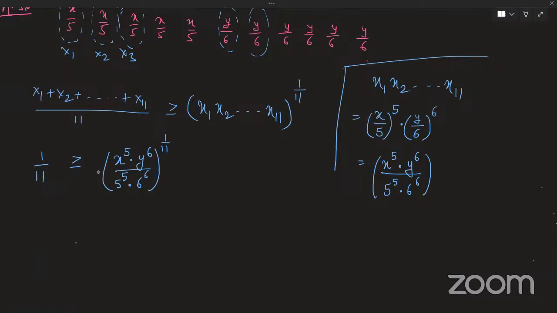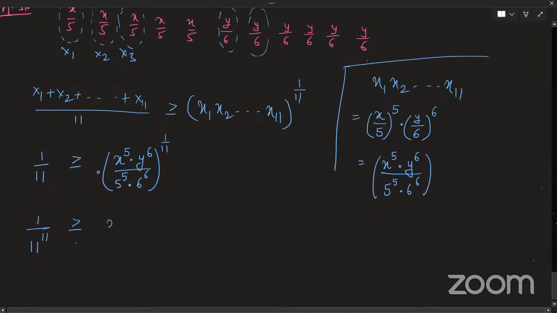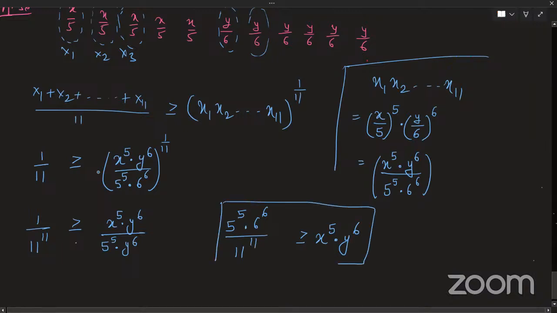So now can you help me? Basically it is raised to power 1 by 11, so I will be sending it to that side. So 1 by 11 raised to 11 is greater than or equal to x raised to 5 into y raised to 6 divided by 5 raised to 5 into 6 raised to 6. So basically x raised to 5 into y raised to 6 is lesser than or equal to 5 raised to 5 into 6 raised to 6 divided by 11 raised to 11. This is my final answer.